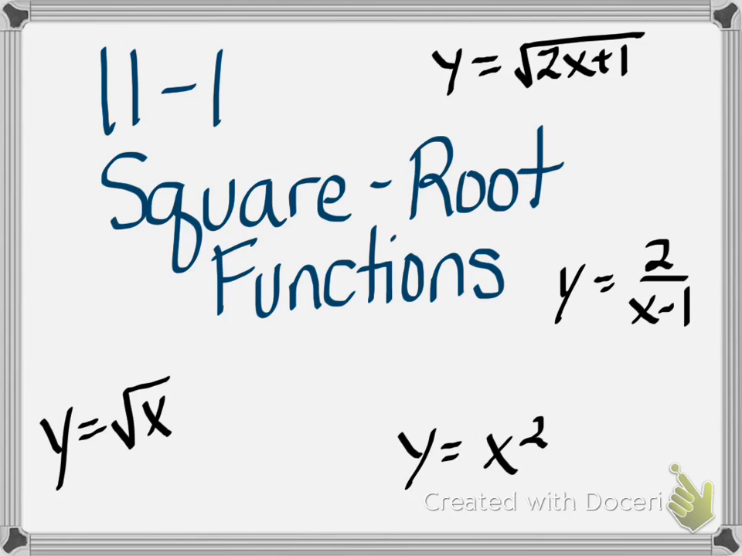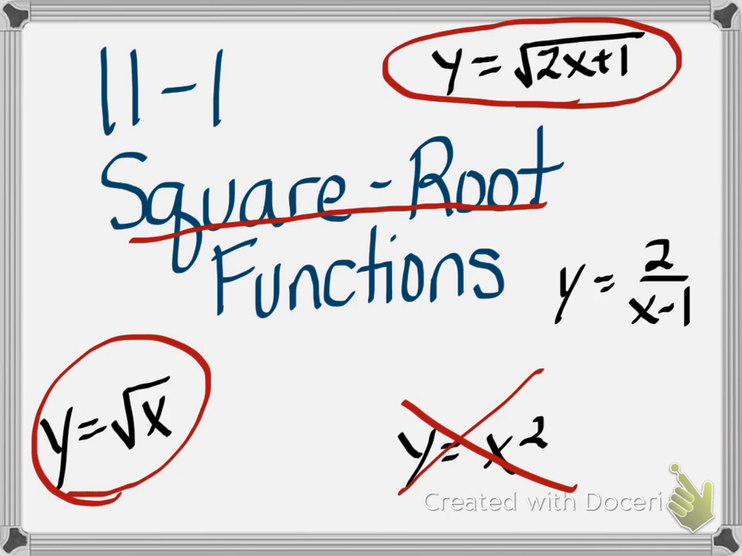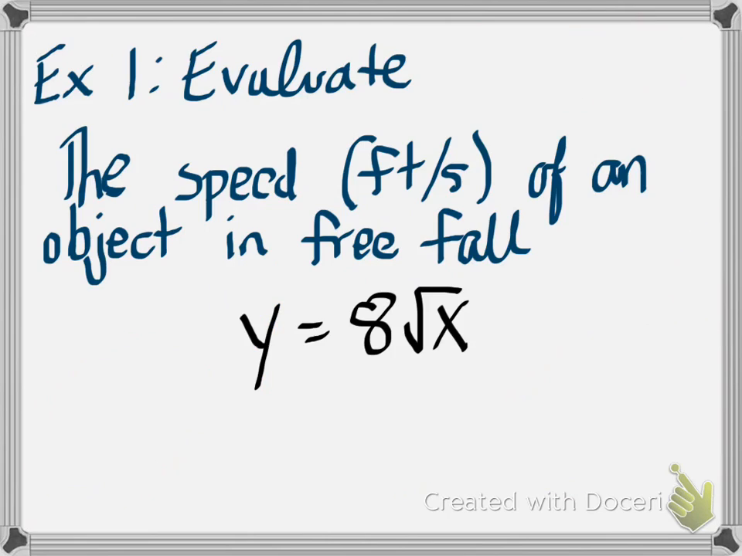11-1 is about square root functions, and functions that are square root functions have a square root. Y equals x squared is not. Y equals root 2x plus 1, that's a square root function, and y equals 2 divided by x minus 1 is not a square root function. It has to have the square root symbol in order to be a square root function, which makes sense.